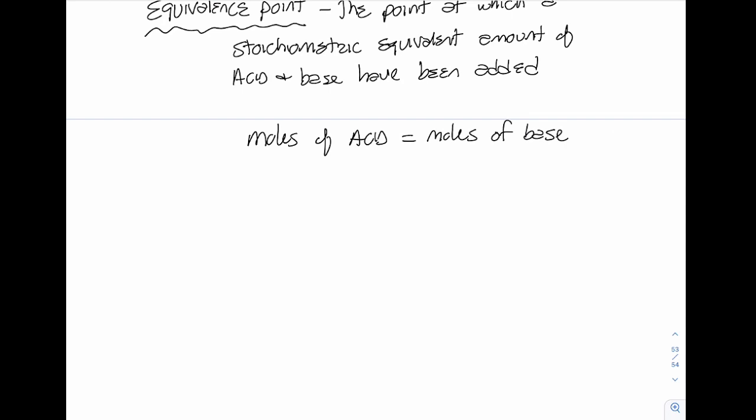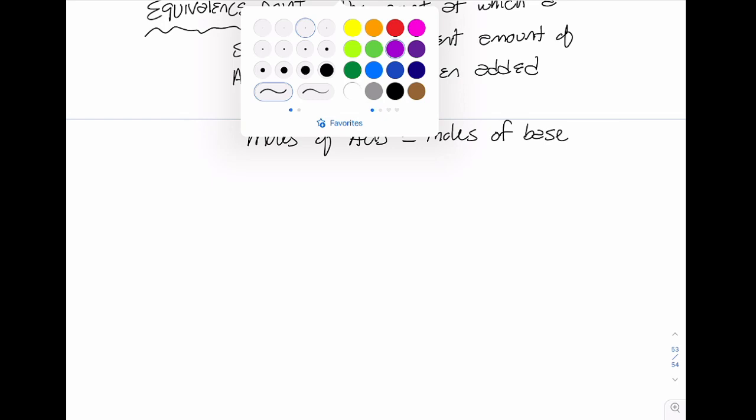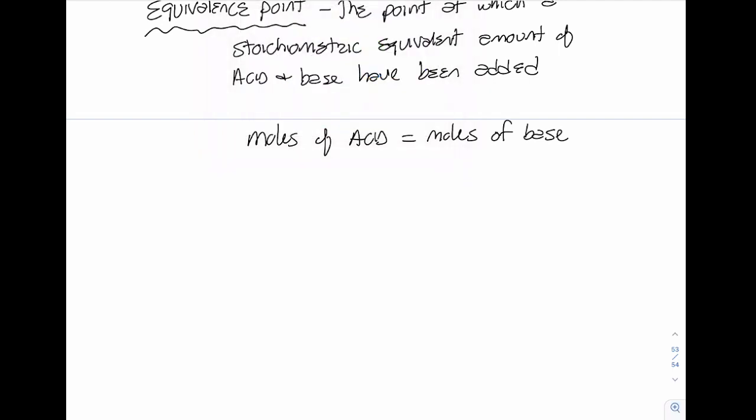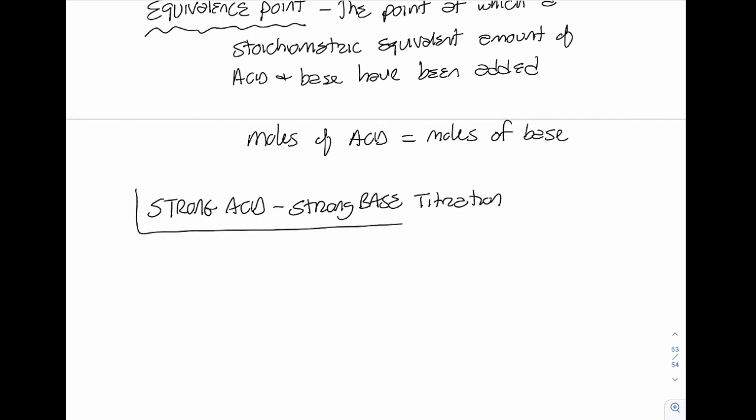And for all of these, I think the easiest way to do it is to just go through an example and talk about it as we work through the problem. So our first one, a strong acid, strong base titration. My acid is going to be in my flask, my base is going to be my titrant, it's going to be in my burette. We're going to start out acidic, and add more and more base to it until we're basic.